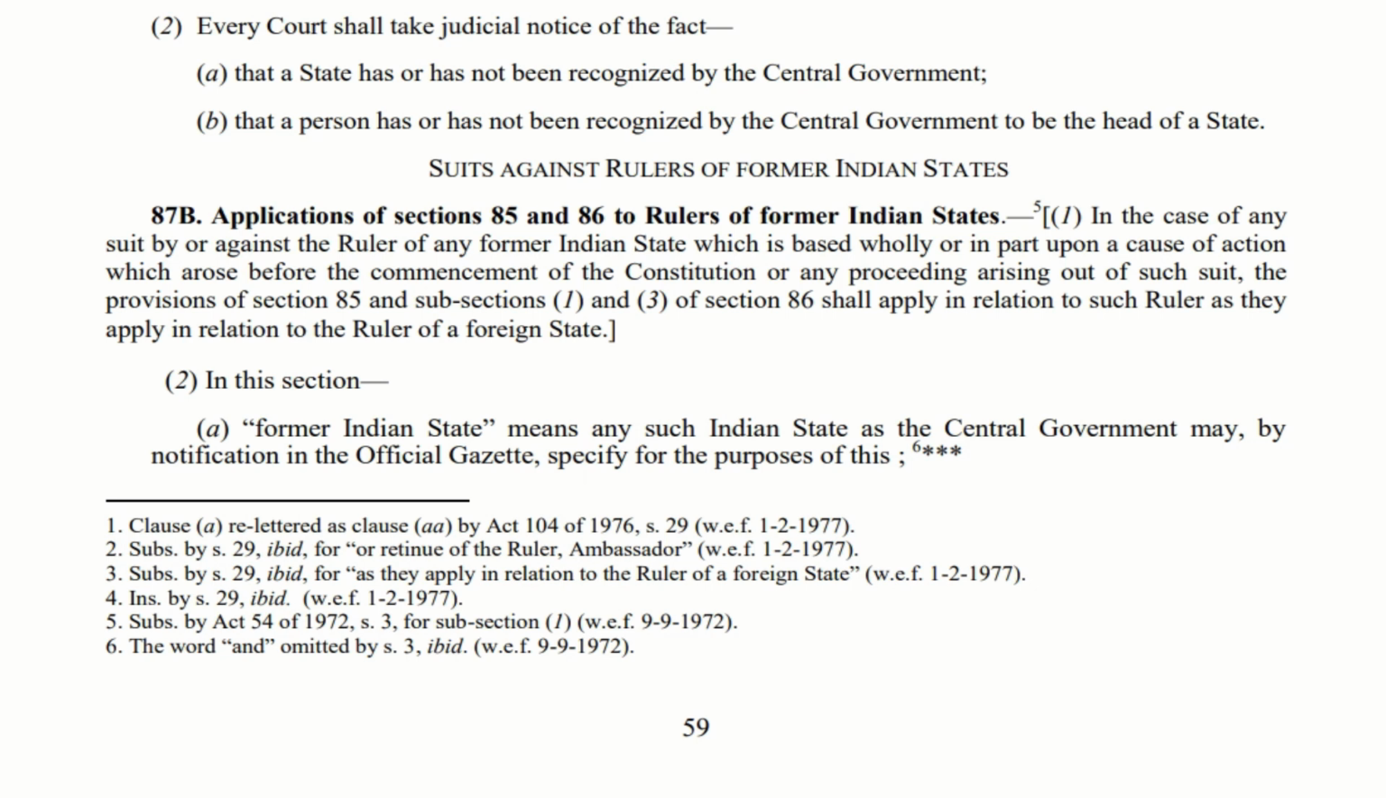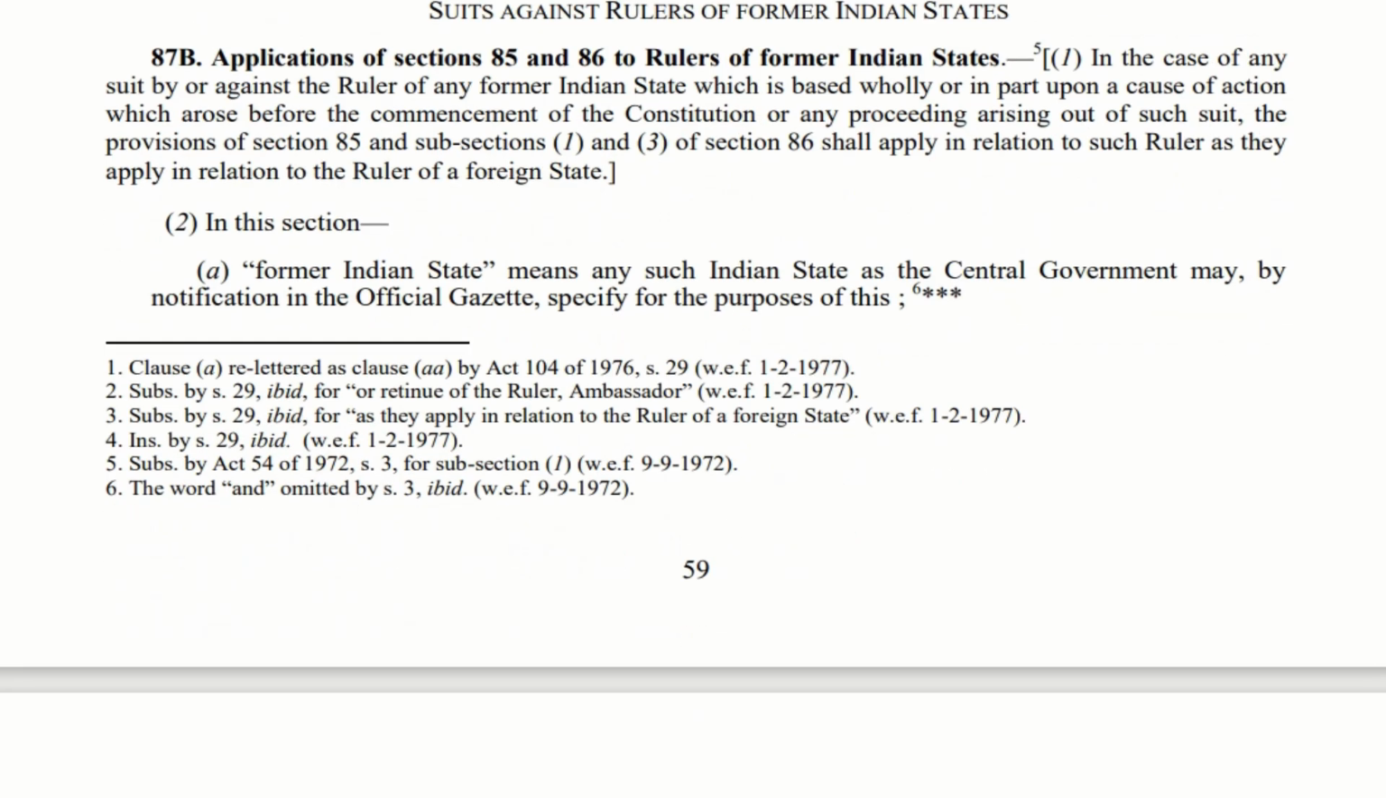If anything happens before commencement of the constitution between a ruler and any other person for that reason, that case can be filed by the ruler or against the ruler. Both are possible. If any such thing happens, in that case, that person or that ruler is considered to be the ruler of a foreign state. Let us move to the next subsection, which is subsection 2 under section 87B.